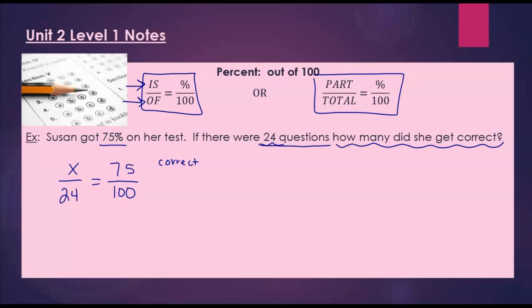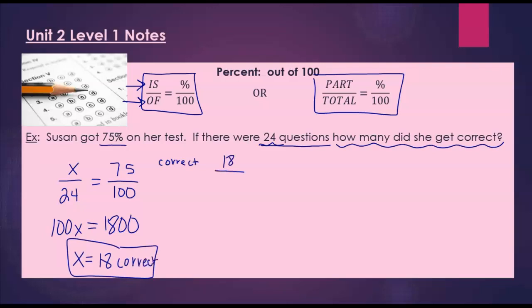So let's cross multiply. 75 times 24 is 1800. And that equals 100 times x. Divide by 100, we get x equals 18. So that means she got 18 correct. And I would like to check my answers. 18 out of 24 is equal to 75 out of 100. If I divide 18 by 24, that is 0.75, and that is the decimal for 75 divided by 100.